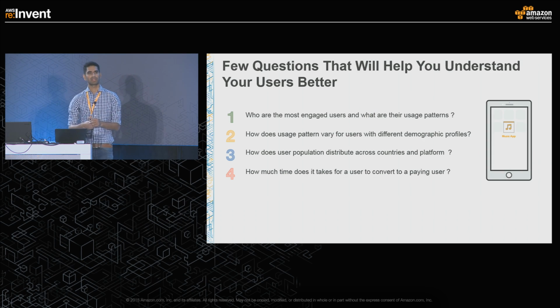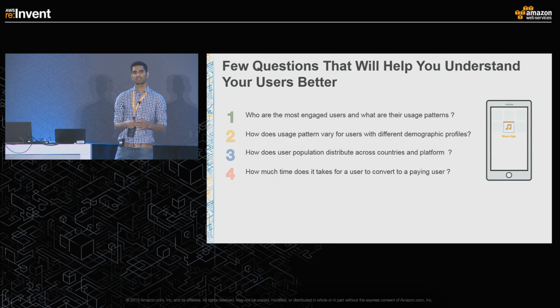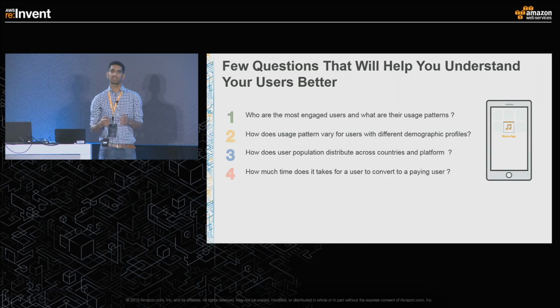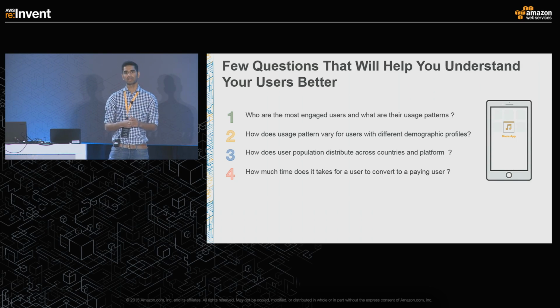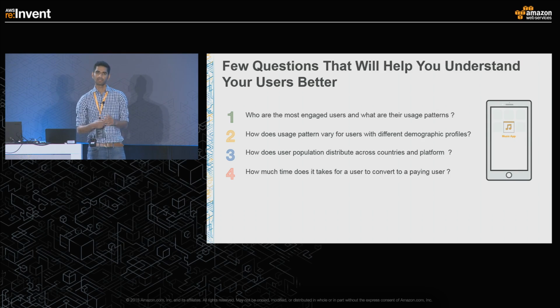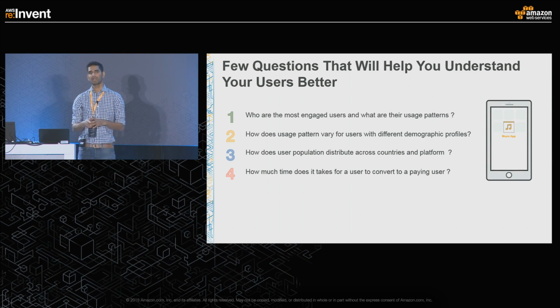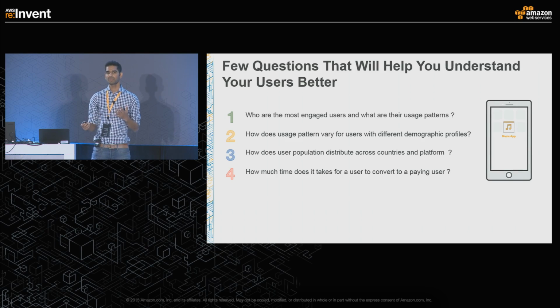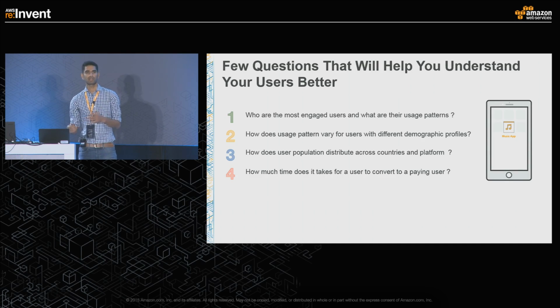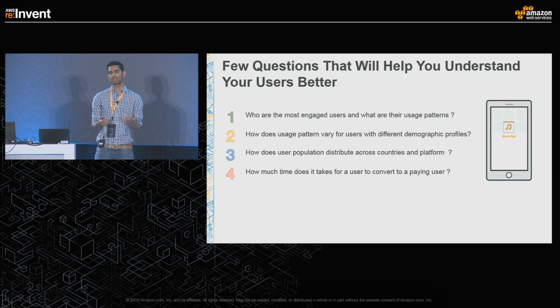So what are the few questions that you could start answering to understand your users better? Since we've been talking about the music app, let's just continue with that example. Like, who your most engaged users are, and what are their usage patterns? Do they use it like 3 times a day? Do they use it like 5 times a day, or 10 times? And who is your low engaged users? Do they use it like less than once a day?